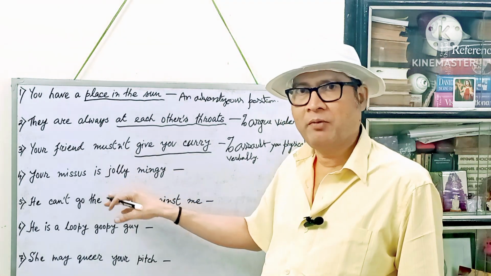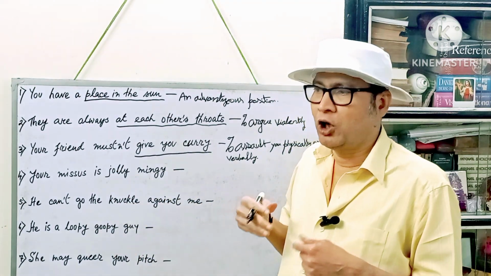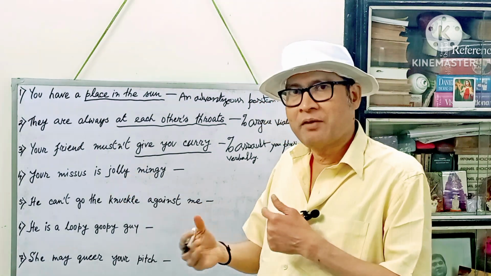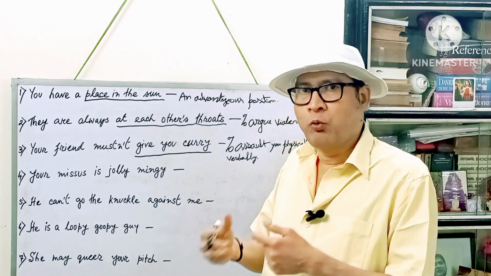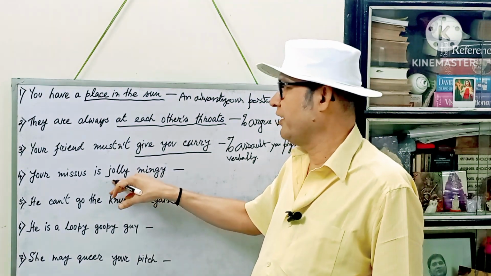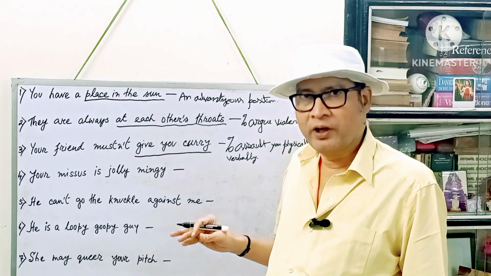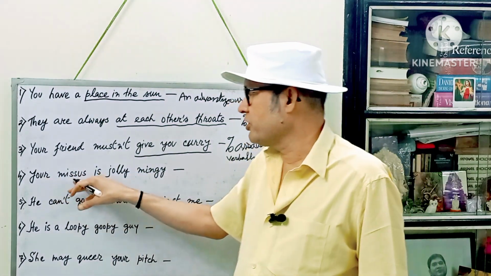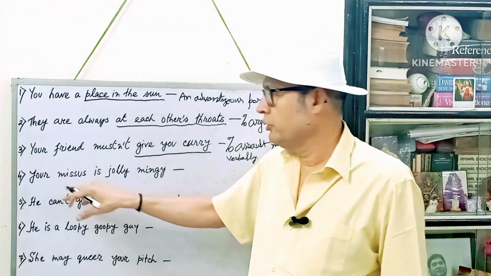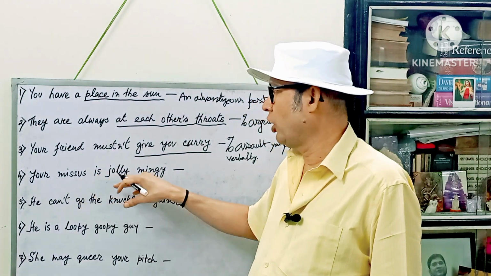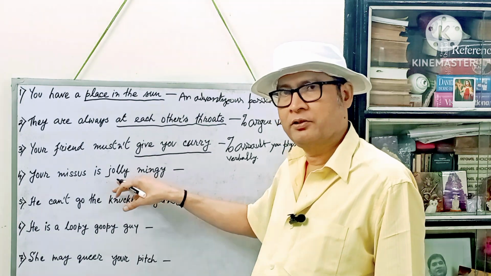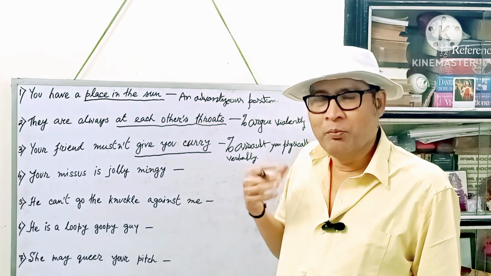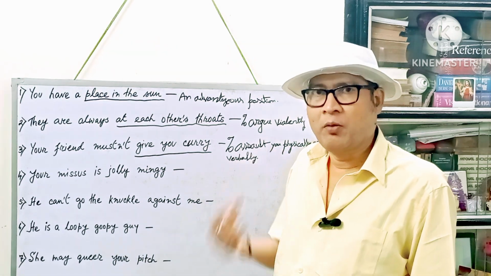Your missus is jolly mingy. Jolly, you know the meaning of the word, but you don't know the colloquial meaning of that word. The word is sometimes used colloquially, meaning something different than what you know. Here jolly means very. Jolly is a synonym of very. Your missus is a synonym of wife. Your missus means your wife is jolly, is very mingy. Mingy means miserly or mean.